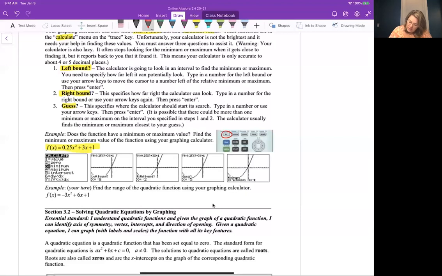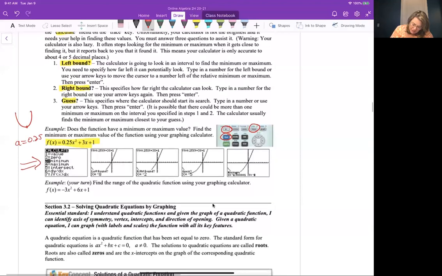Then you're going to hit second function, calculate, and you're going to get this screen right here. Since this particular equation has an a value of 0.25, which is a positive number, it's going to open upward, so I'm going to have a minimum. You have to tell it that you want number 3, which is a minimum. Now it's going to ask you for the left bound, right bound, and guess. You're going to actually have to enter them.